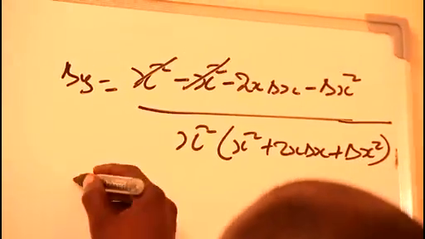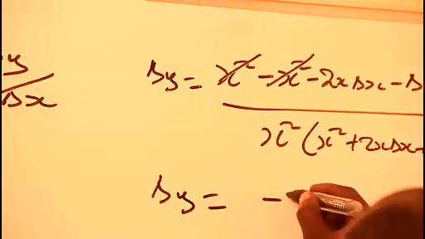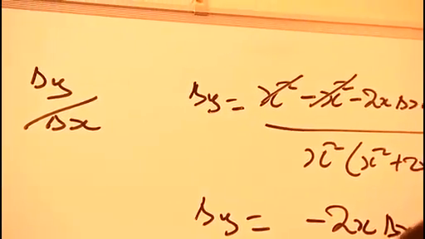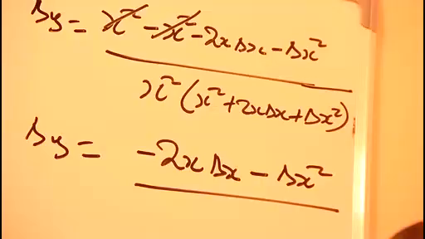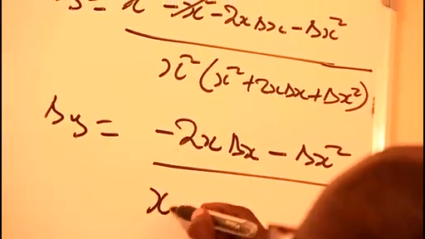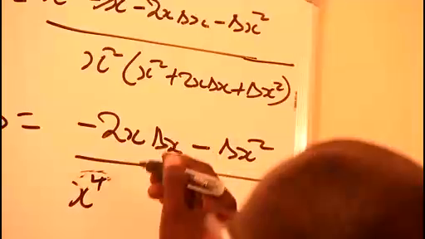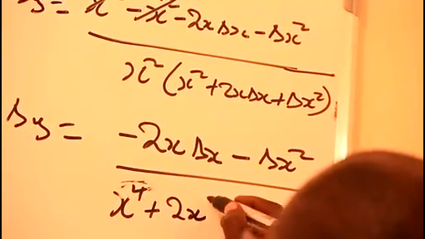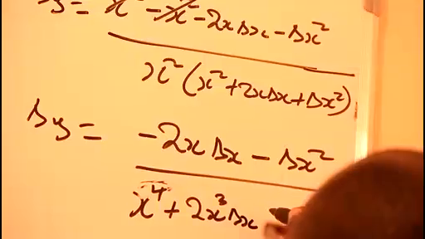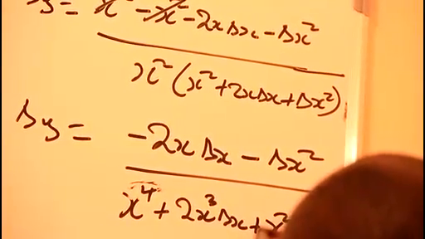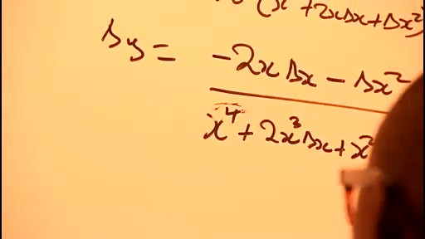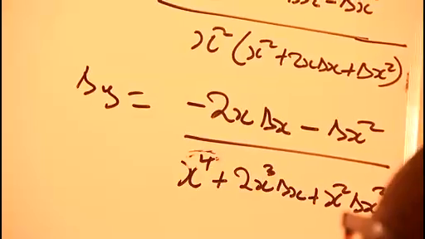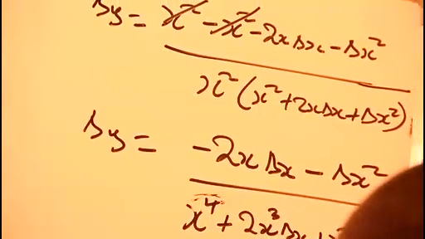A number and its additive inverse. We have change in y equal to minus 2x change in x minus (change in x) all squared, all over... Now we can expand the denominator. If we do that, we'll end up having x to the power of 4 plus 2x to the power of 3 change in x, then plus x squared (change in x) all squared. Now if we're able to do that, it's very simple. The next thing we need to do is to divide all through by change in x.